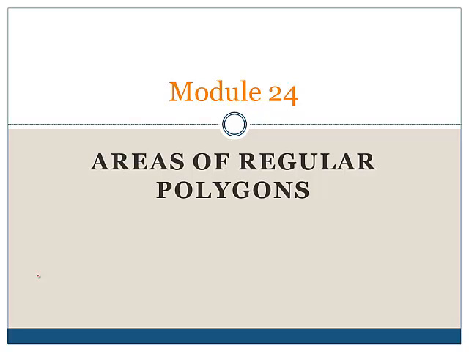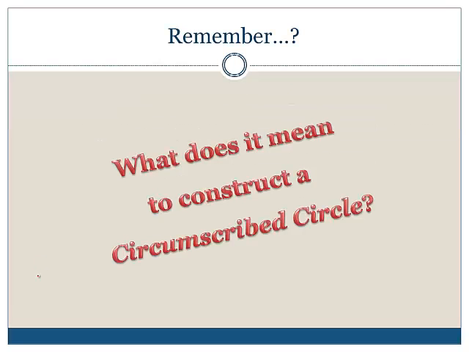All right, this is module 24. This is areas of regular polygons. First thing I have to kind of recall is something from first semester geometry. And it says, what does it mean to construct a circumscribed circle? So keep that in mind. We are going to define that and kind of go through that.